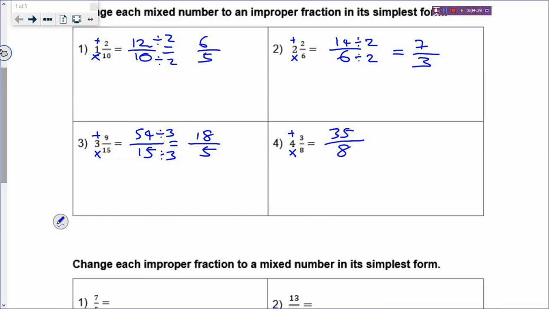So that is your improper fraction. Improper fraction means the numerator is always bigger than the denominator. Okay, that's called improper fractions. Then how can we reduce it to the simplest form?